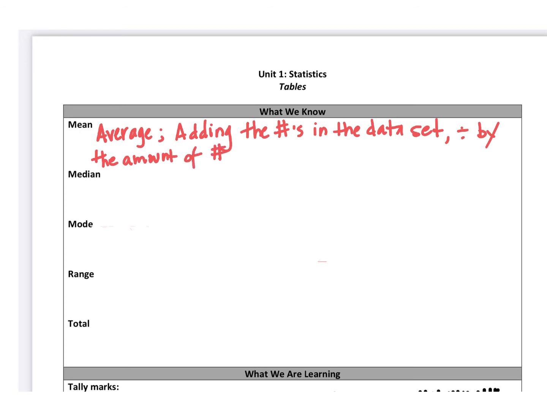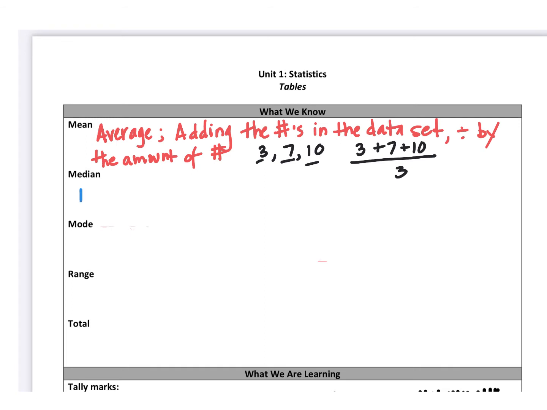So I'm going to give you an example really fast. If you have like 3, 7, and 10, you would add 3 plus 7 plus 10, and then when you're all done, you're going to divide by 3, since there's 3 numbers. 1, 2, 3.